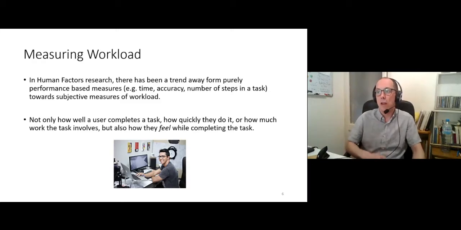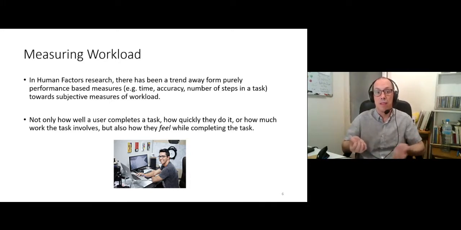I'd like to say a little also about measuring workload and see what lessons we can take from human factors and human-computer interaction research. So, in human factors research, there has been a trend away from purely performance-based measures, so evaluating the time it takes to do a task, the accuracy with which it's done, the number of steps in a task, etc., towards more subjective measures of workload.